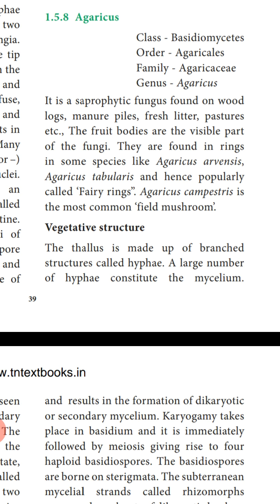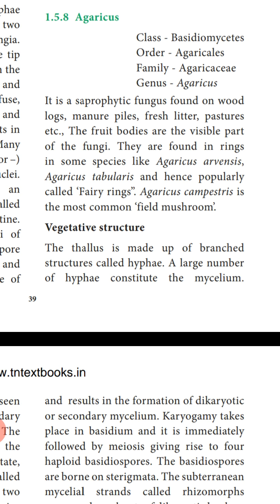The fruit bodies are the visible part of the fungi. So in Agaricus, the part of the mushroom that we are able to see is only the fruiting body, and that fruiting body is called the basidiocarp. They are found in rings in some species like Agaricus arvensis and Agaricus tabularis, and hence they are called fairy rings. In some species, the fungus grows in the form of a ring and is called a fairy ring. Among the most commonly seen mushrooms in the field, the most common field mushroom is Agaricus campestris. Now let's study the vegetative structure.